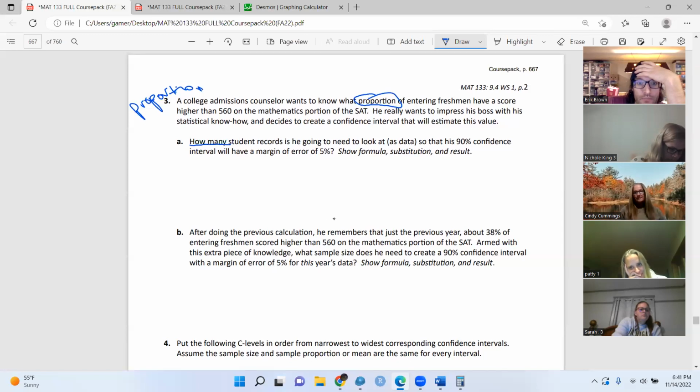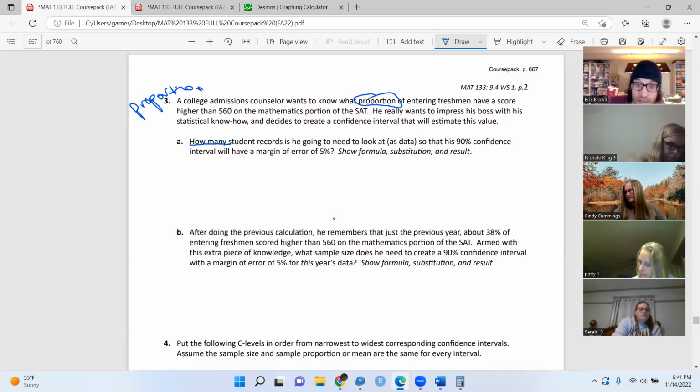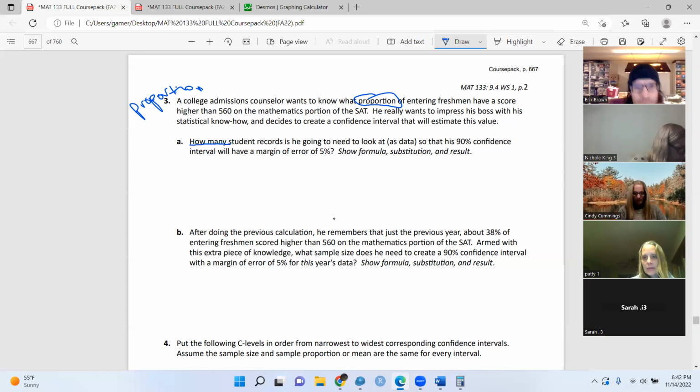How many? Mhm. Now, we could keep reading, or we could note that for the how many, which is the sample size, there are two formulas. One where we have a p hat, a prior estimate. We know a percentage already, and one where we don't know a percent. Which one is this? Without. Good, because there isn't a percentage there.